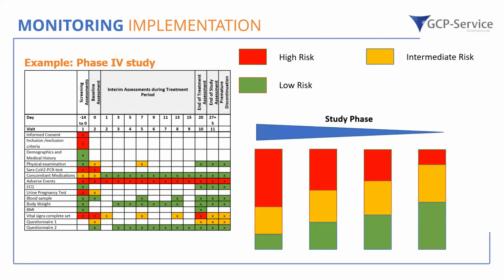Pivotal to implementing this is also understanding that the study phase will usually have a quite severe impact on your risk rating. Of course, don't quote me on the exact ratios now between the different types of risks, but in a phase 1, first in human trial, you have no prior information on patient safety.